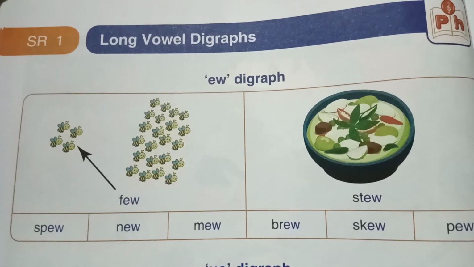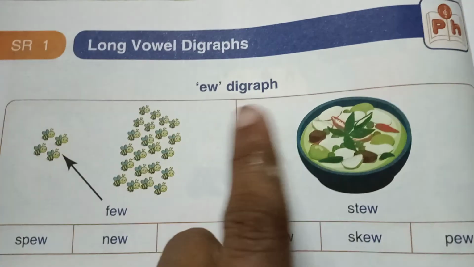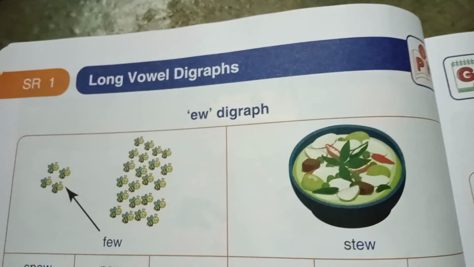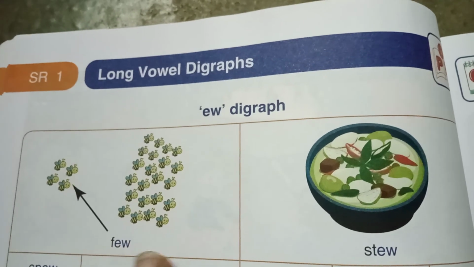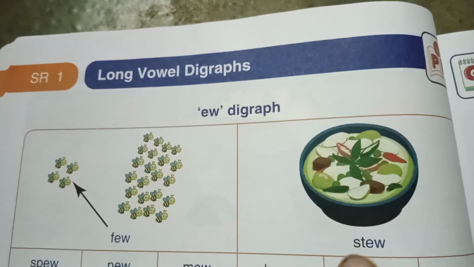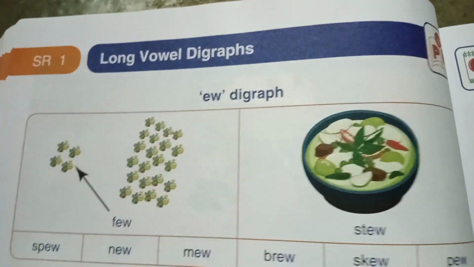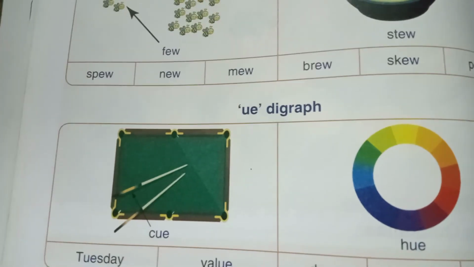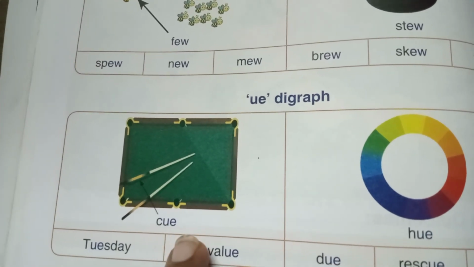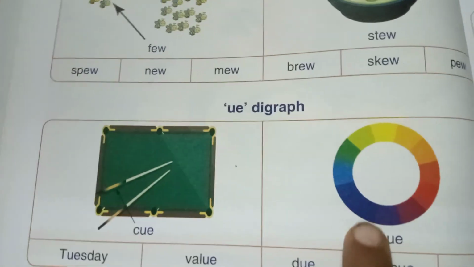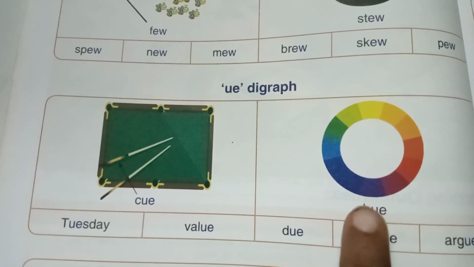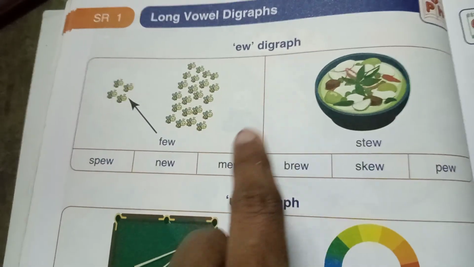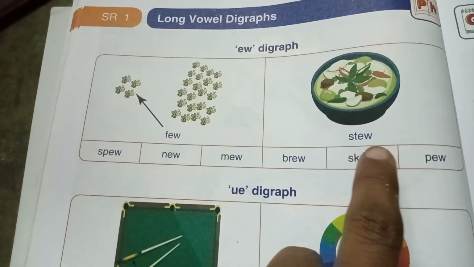Let us see our book. U as in few. Few. U as in stew. Stew. Next, U digraph. U as in cue. Cue. U as in hue. Hue. Right? See that once again. U as in few. Stew.